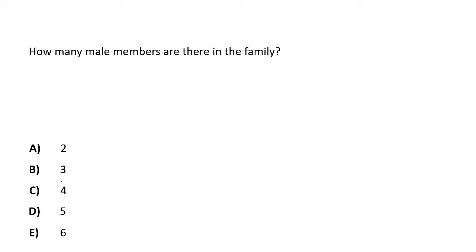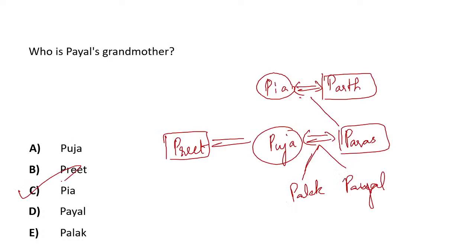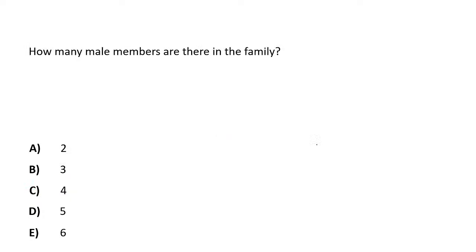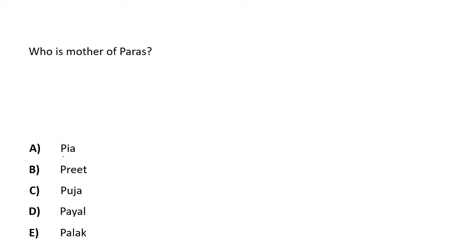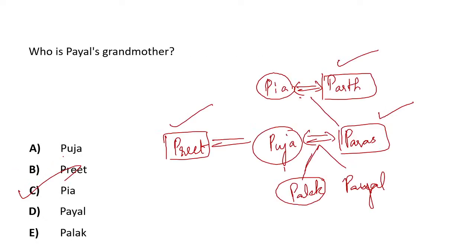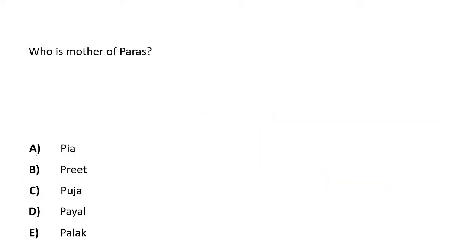How many male members are there in the family? Over here, we have Parth, who is the male, Paras, who is the male, Preet, who is the male, and here, this is a sister actually. So we have 3 male members in the family. Okay. Who is the mother of Paras? Paras' mother is nobody but Pia. So the answer is Pia.